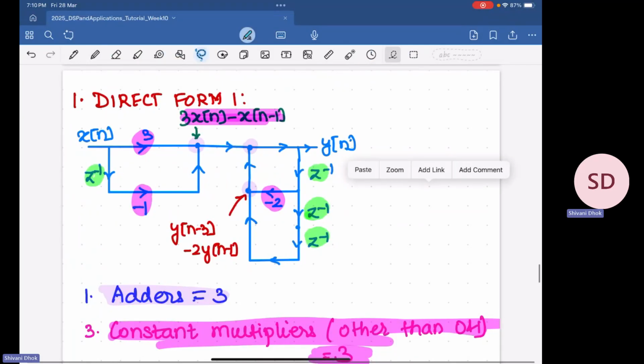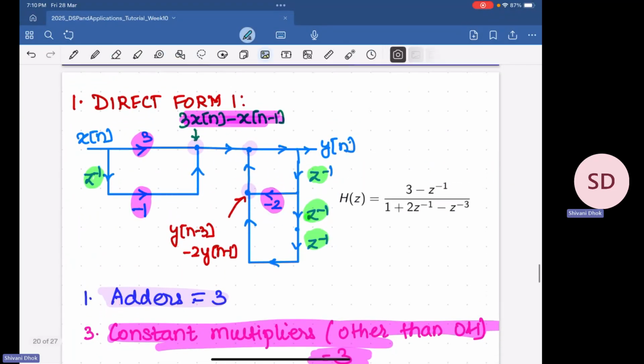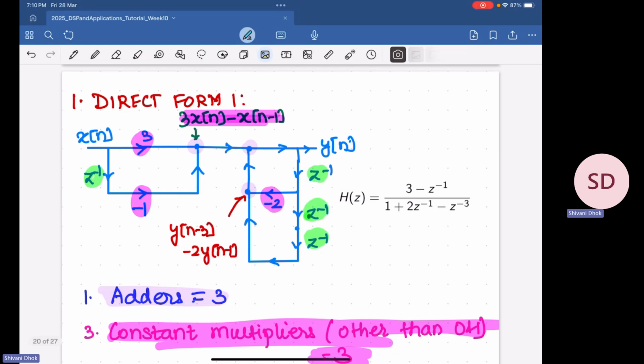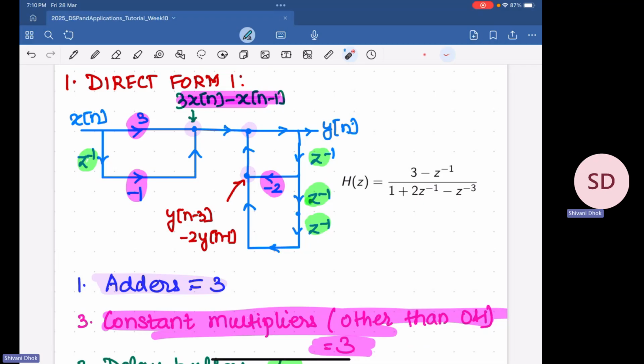Yeah, so let me paste it here. This is the transfer function that is given to us, and if you want to construct direct form 1, you can start with the numerator. So your x of n comes in. If you have a constant that is not equal to 1, here 3, first you add a constant multiplier block of 3. Then you have minus z inverse, so you bring a z inverse here and multiply it by whatever coefficient it has. Therefore you have minus 1 here.